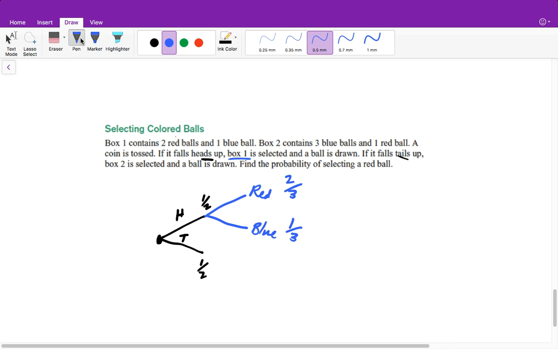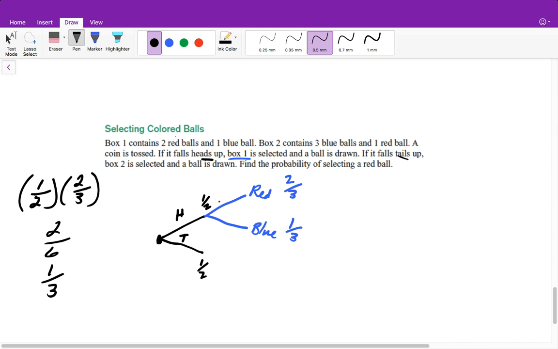So if we flip heads and then want a red ball, the probability of this occurring, well, we have 2 events, flipping a coin. Well, the heads is 1 out of 2. And then the event of getting a red ball is 2 out of 3. So that means we would multiply these 2 together. So the odds of flipping a heads and then getting a red, that will then give me 2 out of 6, or it can reduce to 1 out of 3. All right, so that's one event that can take place.